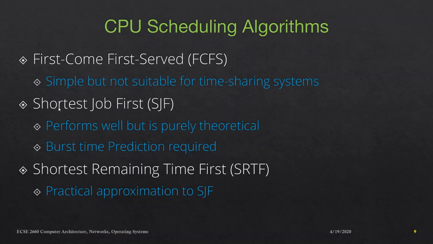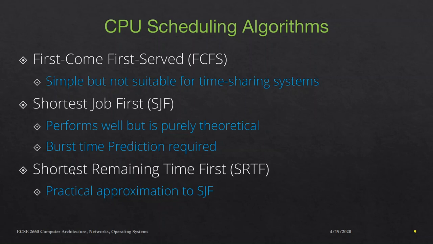The next algorithm is shortest job first, SJF. It performs very well, but it is purely theoretical, and it relies on a prediction of burst time. So we can approximate the shortest job first algorithm if we have a good prediction algorithm in place for burst times.